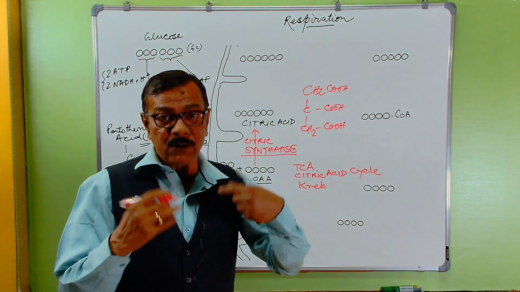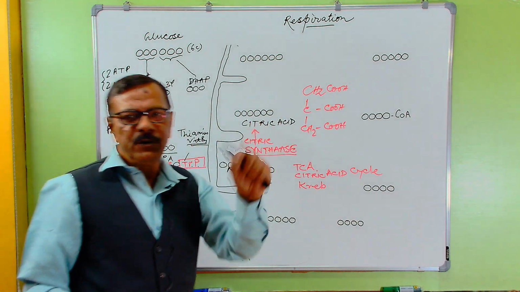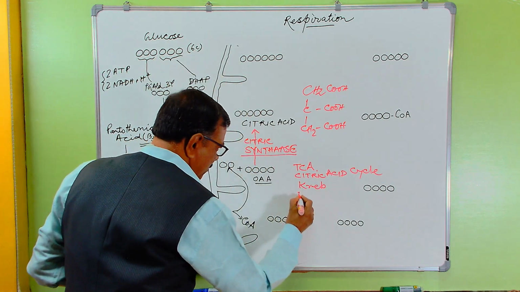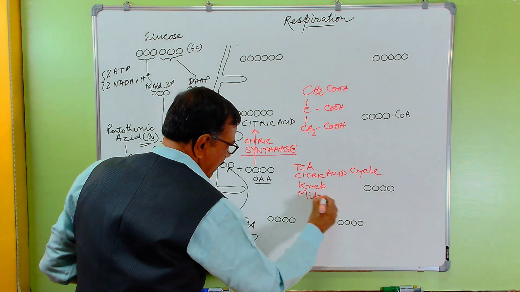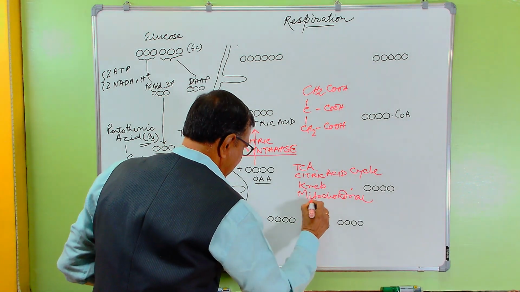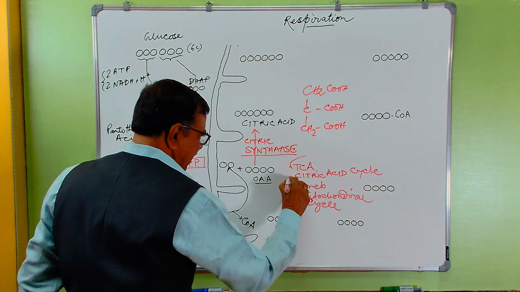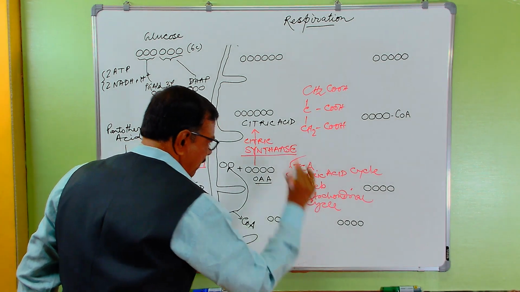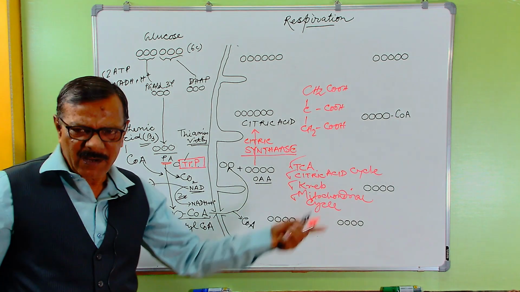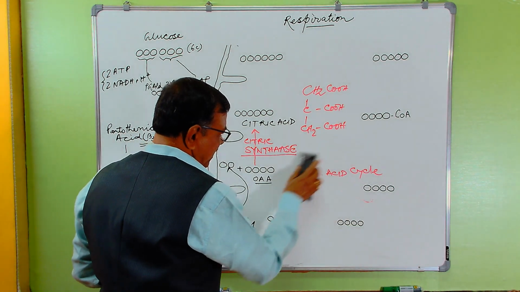What we know more is that this cycle runs within the mitochondria, so we can also name it the mitochondrial cycle. So these are the 4 names: TCA cycle, citric acid cycle, Kreb cycle, and mitochondrial cycle. These are the names of the cycle. This is not that important, but once you remember it, it can be remembered easily.